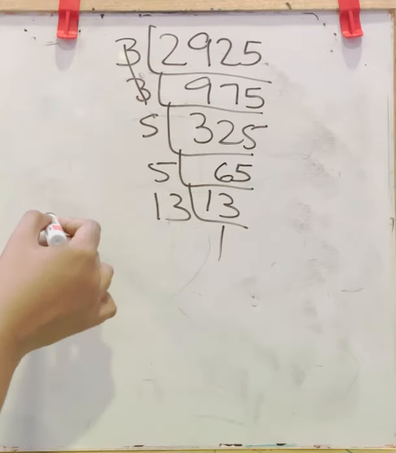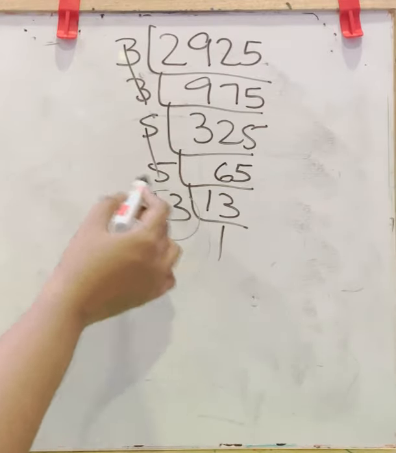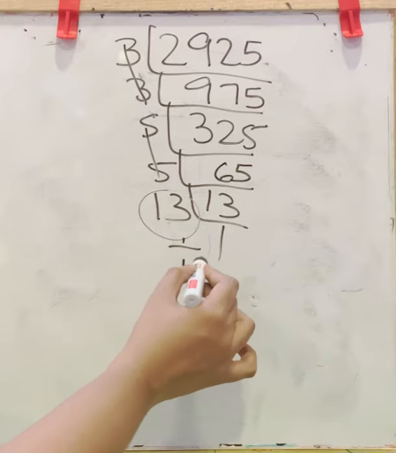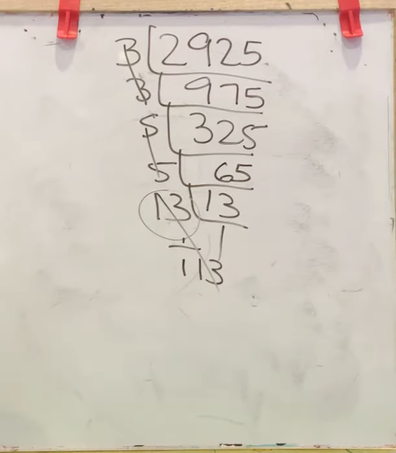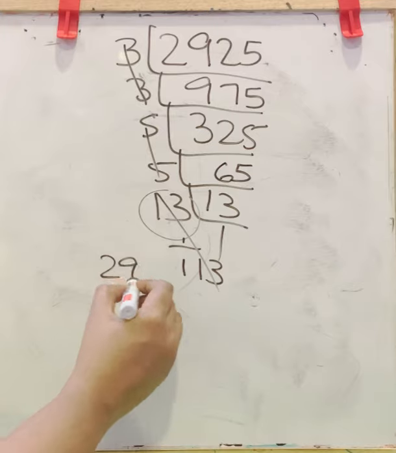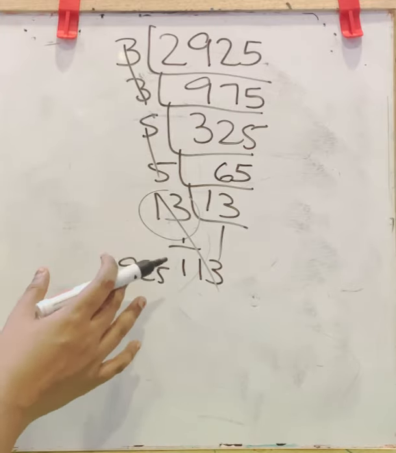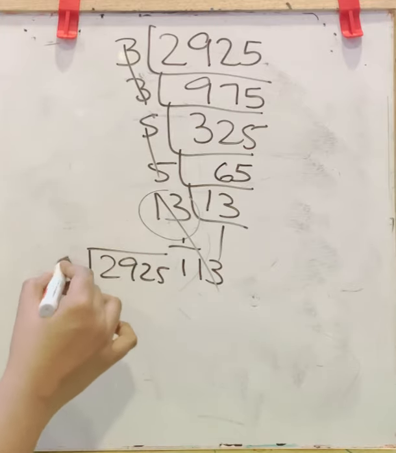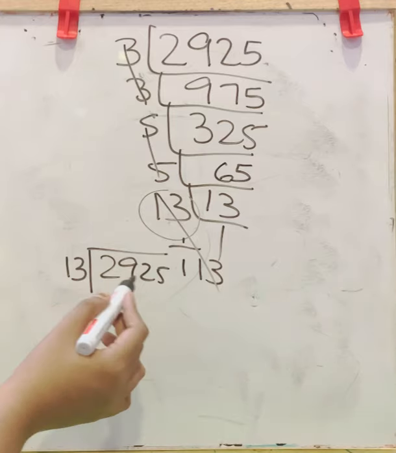Now this has a pair, this has a pair, but 13 doesn't have a pair. So you have to divide it with 13. Then it gets cancelled. So 2925 is not a perfect square. Divide it with 13, then you will get a perfect square.